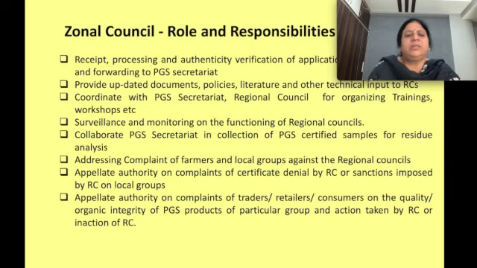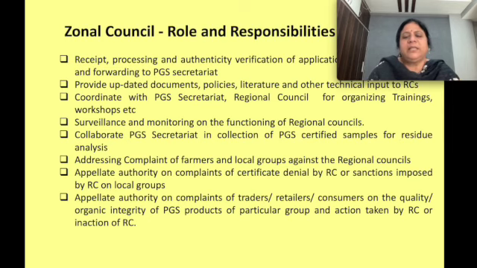The zonal councils handle receipt processing and authenticity verification, and provide updated documents, policies and literature as technical inputs to the RCs. They coordinate with the PGS Secretariat and regional councils for organizing trainings, workshops, surveillance and monitoring, and collaborate with the PGS Secretariat in collection of PGS certified samples for residue analysis. They also address complaints of farmers and local groups against the regional councils, acting as the appellate authority on complaints of certificate denial by the RC or sanction imposed by the RC on local groups.